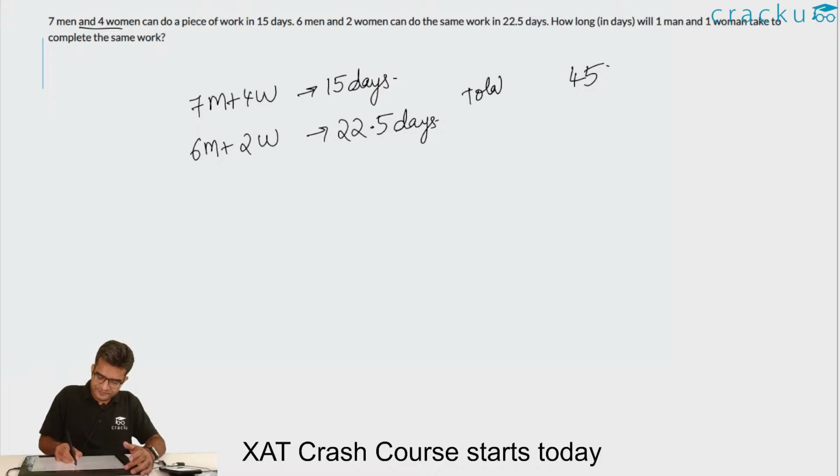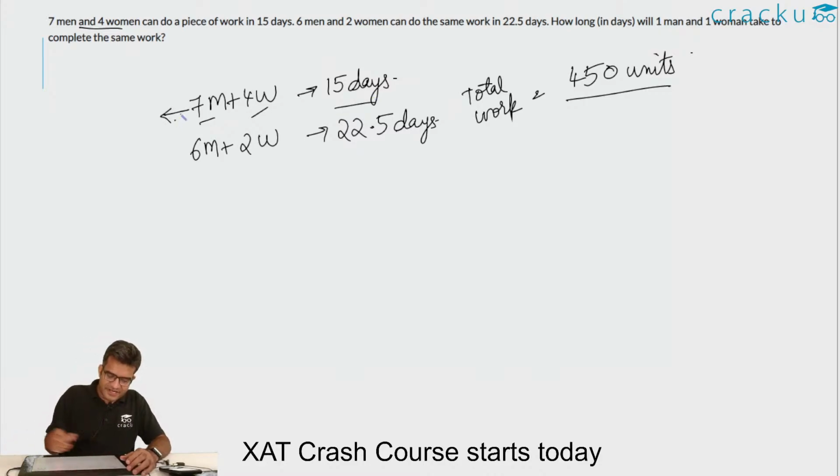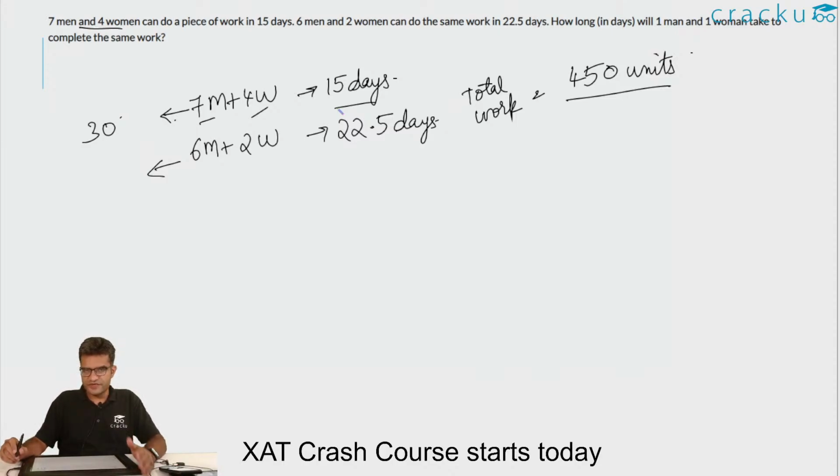And just to make things easy, let us assume that the total work that needs to be done is say 450, that is 10 times 45 units. It can be any number, it can even be 45, but because there are 7 men and 4 women, you would want to maybe take 45 into 5, some slightly higher multiple of 45, just to make the calculations easy. So if the total work that needs to be done is 450 units, and 7 men and 4 women take 15 days to complete it, in one day they will be doing 450 divided by 15, that is 30 units. 6 men and 2 women take 22.5 days to do 450 units. So in one day they will be doing 20 units.